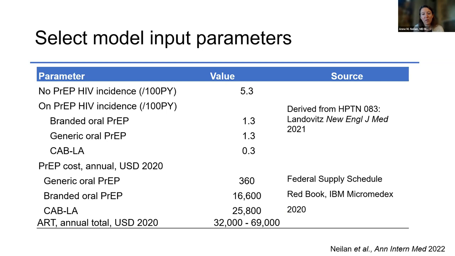The price for CAB-LA had not yet been announced at that time, and so we used $25,800, a number based on pricing for CAB-LA in combination with other medications for HIV treatment in the US. And then the cost of ART annually ranged from $32,000 to $69,000 USD.